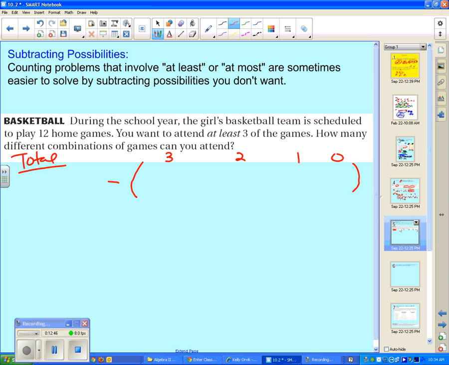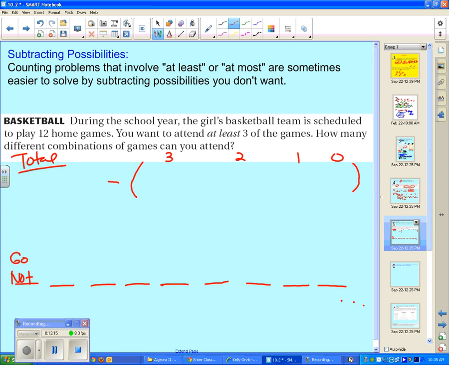Okay, so you have 12 basketball games. How many ways could you choose to go or not go to these 12? Well, let's just make a little chart here. So these are all my basketball games, and I'm going to pretend that that goes out to 12. I could either go to the basketball game, or I could not go to that first basketball game.